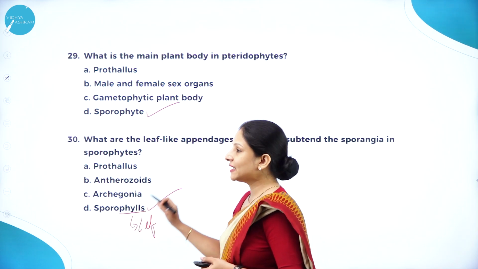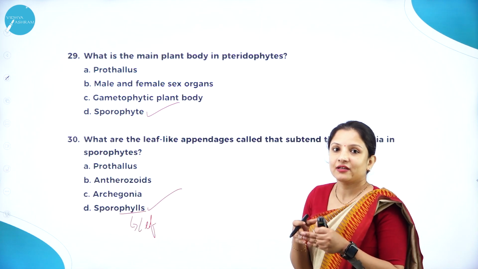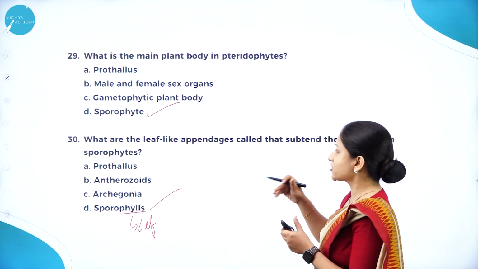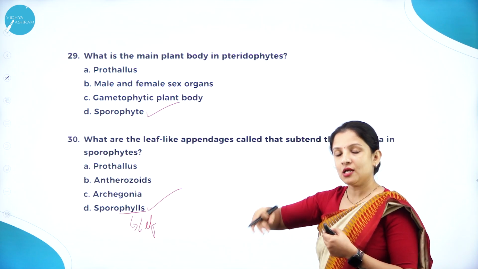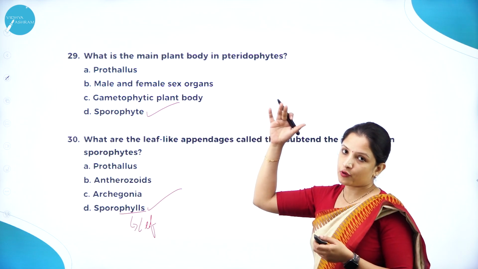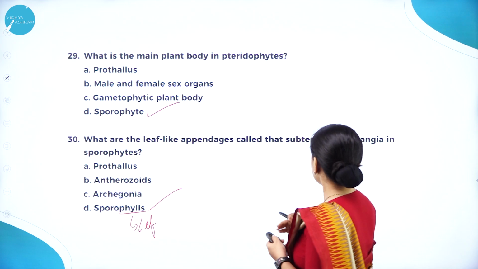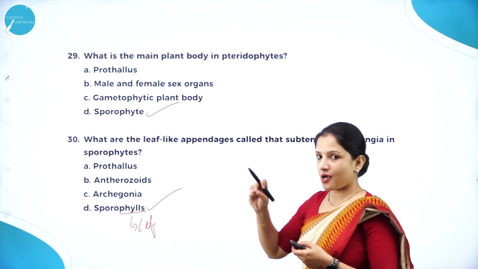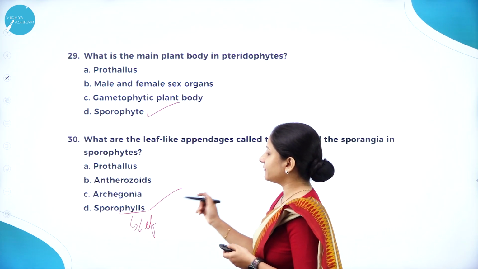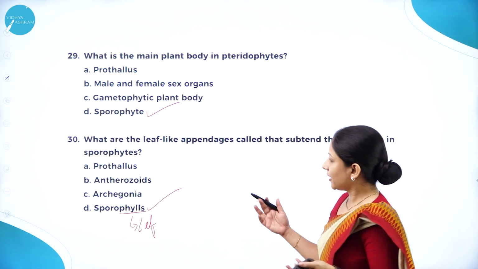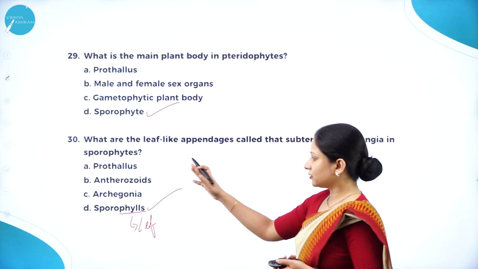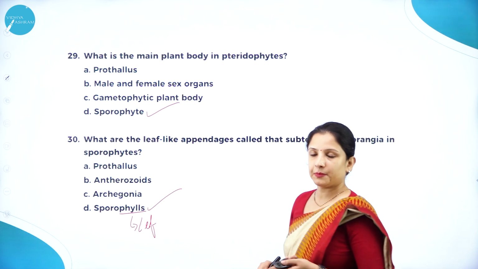What are sporophylls? They are groups or clusters of leaf-like appendages in which the sporangia are present. What is there in the sporophylls? Sporangia are there. So therefore, the right answer here, the leaf-like appendages, are nothing but sporophylls. Archegonia is the female organ, antherozoid is the male organ. So these two options can be eliminated.